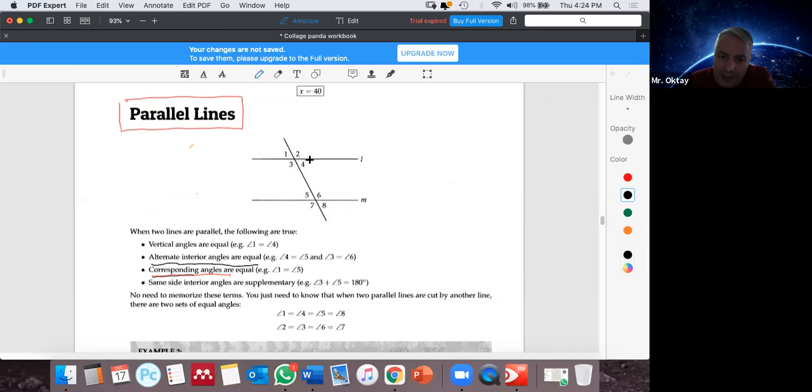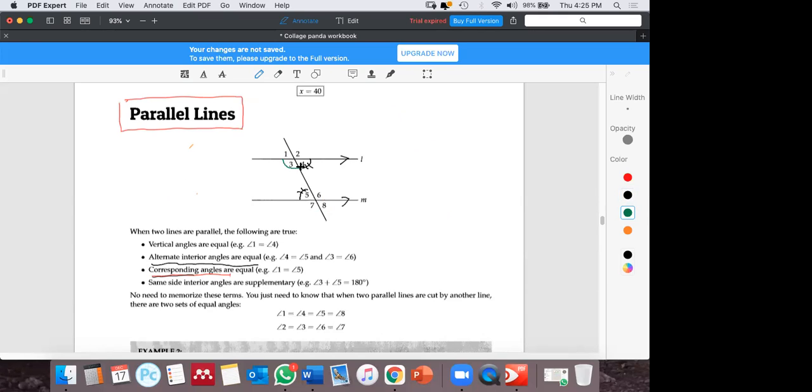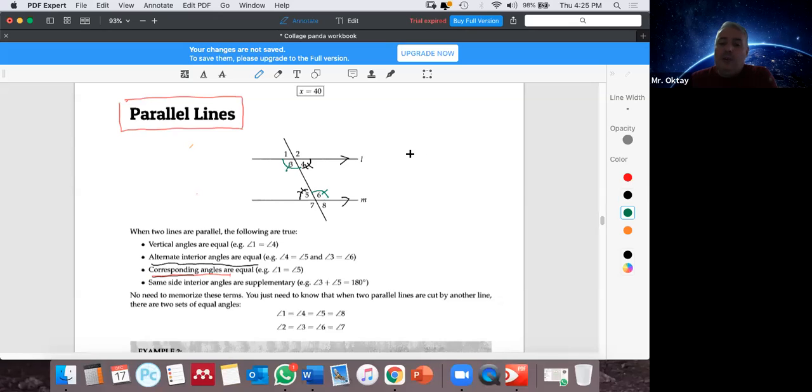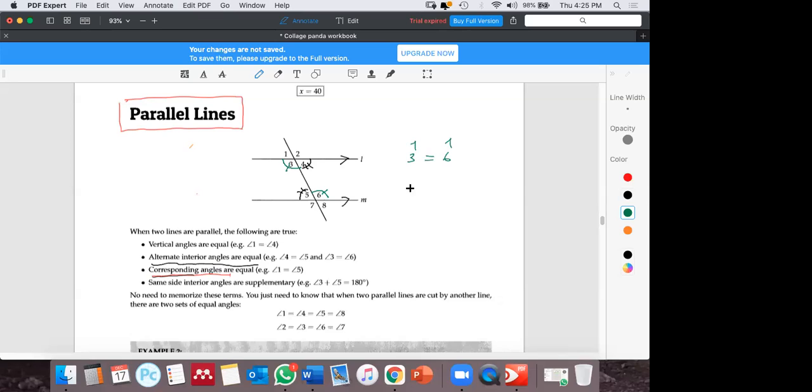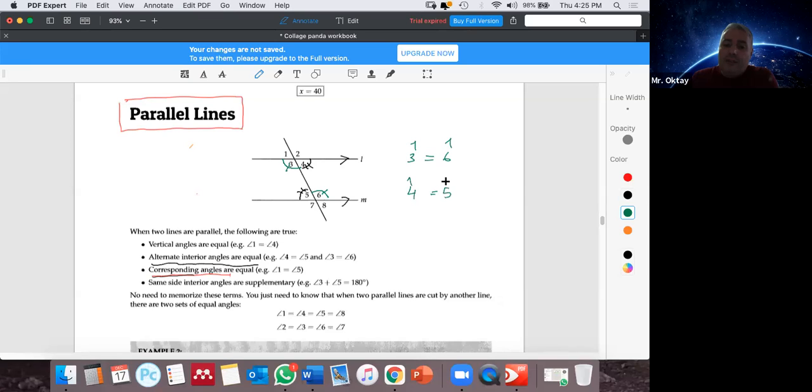What does it mean? Here one angle, here another angle. Look at their position. First of all, they are between these two parallel lines, but in opposite directions. This is on the right side, this is on the left side. So these two angles are equal to each other. Similarly, kind of like an opposite Z, right? And these two are equal to each other, 3 and 6, 4 and 5. If you are seeing this for the first time, it could be complicated, but it is so simple.